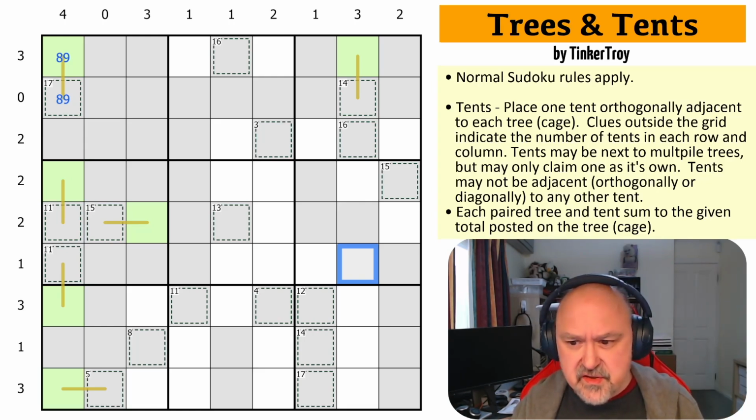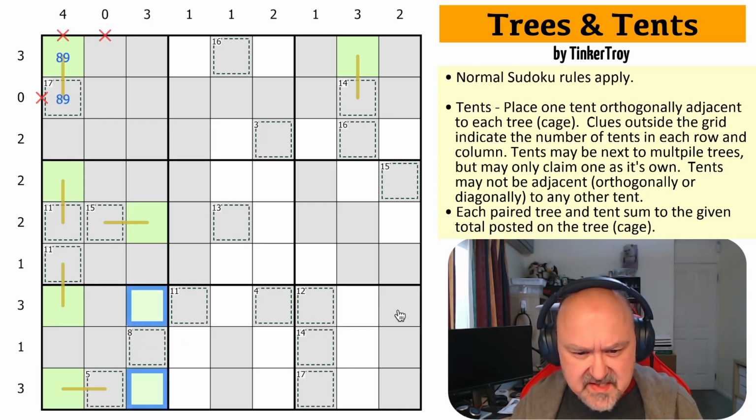Okay, so the next thing I want to do is I want to mark completed clues. That one is completed. That one's not. That one's not. That one's not. That one's not. That one's not. That one's not. That one's not. The 4 is. The 0 is. The 3 isn't, but I've only got 2 more places to put it. So these 2 cells here must both be tent.